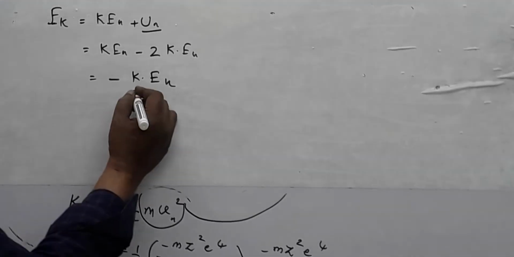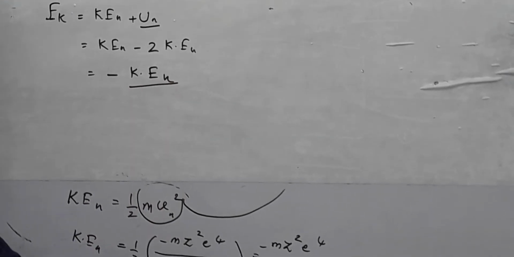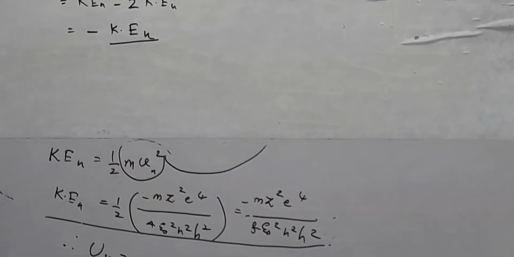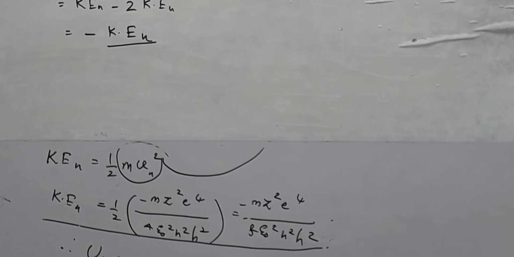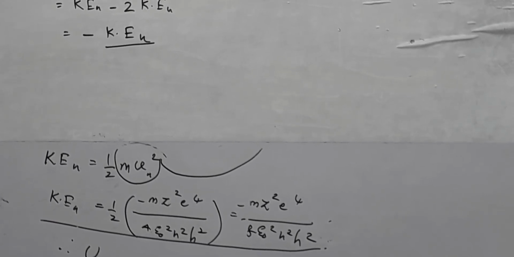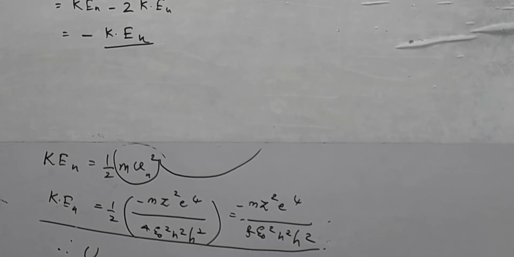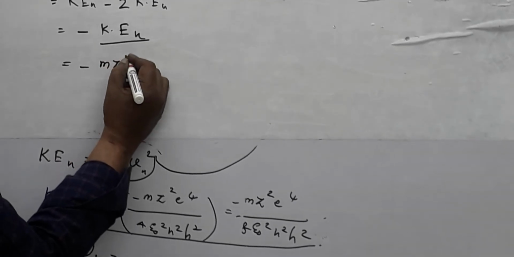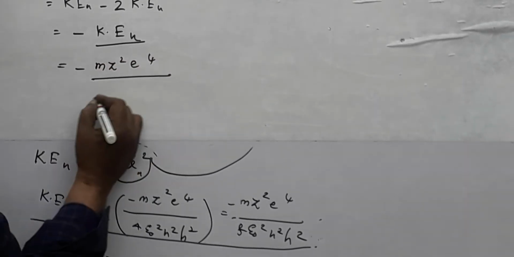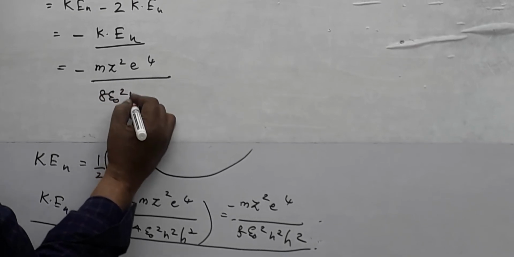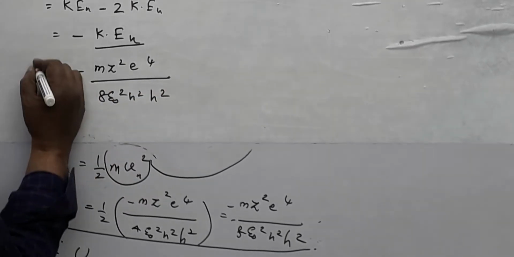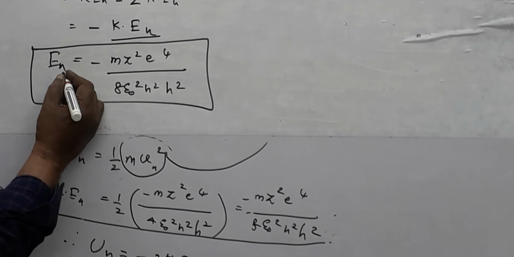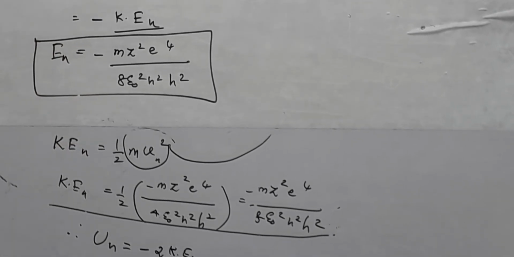Here we have to apply the value of the kinetic energy. What is the value of the kinetic energy? It is m z square e power 4, with the minus sign. Then you have to substitute the magnitude value: minus m z square e power 4 divided by 8 epsilon naught square n square h square. This is the final equation for the total energy of an electron while rotating in the nth orbit.